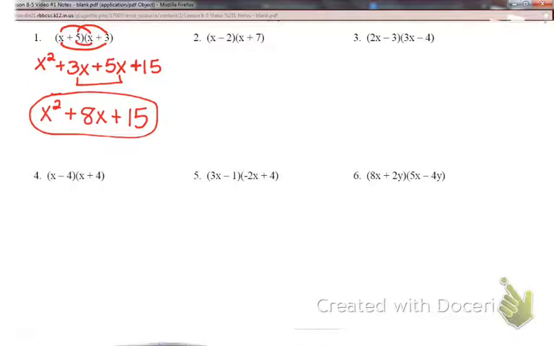Example number 2 is very similar. It has a minus sign in it that we'll have to be careful with, but otherwise we're just, again, using the FOIL method. So we have our firsts, again, that's x squared, x times x. Outsides, that'll be x times positive 7, so positive 7x. Insides, this is a negative 2 times x, so that's a minus 2x. And my lasts, that gives me negative 2 times 7, which is negative 14.